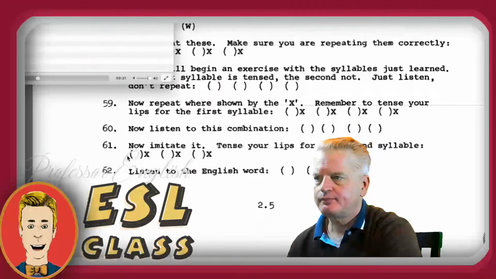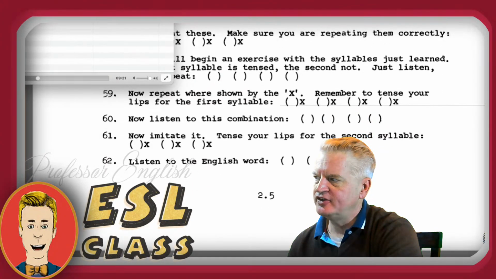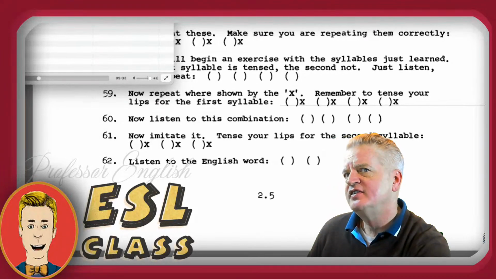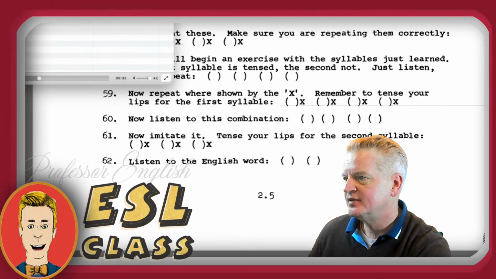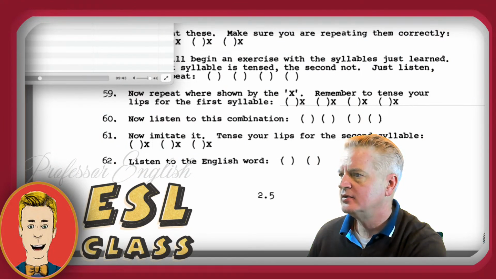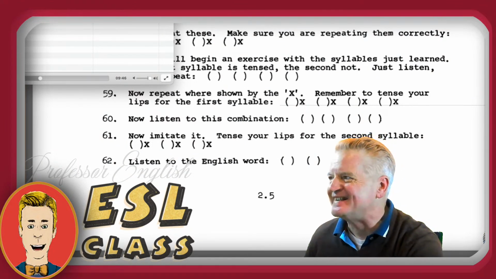60. Now listen to this combination. Staats, Mann, Staatsmann. 61. It sounds like the opposite. Staatsmann. Staats, Staats. Mann, Mann. Staatsmann, Staatsmann.